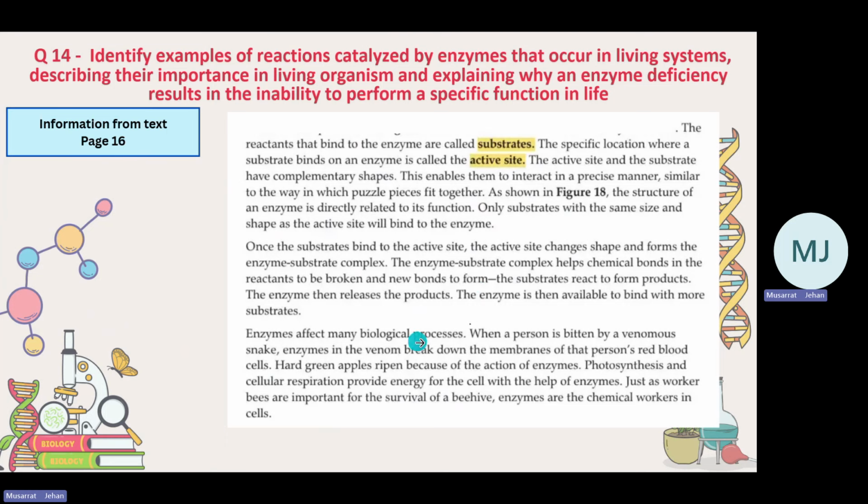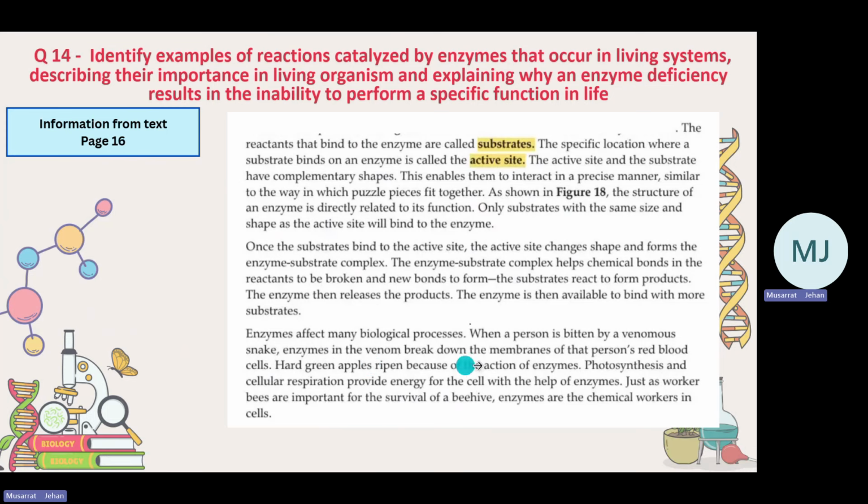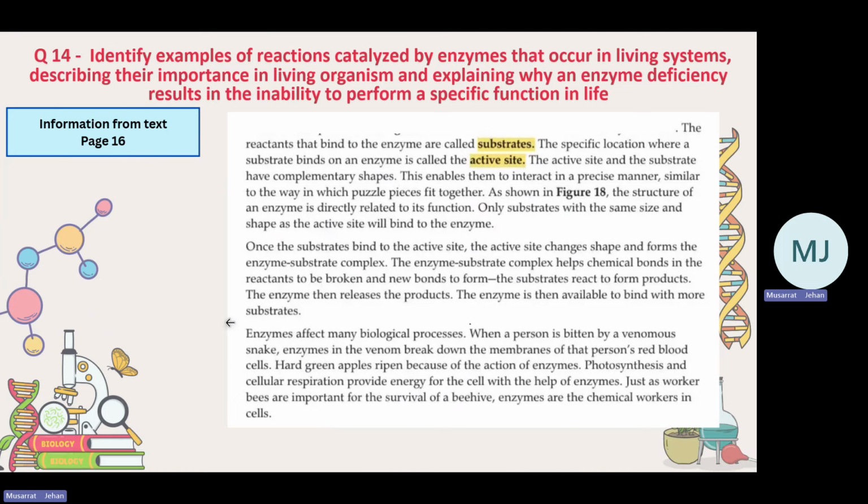Enzymes affect many processes. When a person is bitten by a venomous snake, the enzymes in the venom break down the membranes of that person's red blood cells. Hard green apples ripen because of enzymes. Photosynthesis provides energy for the cell with the help of enzymes. So they are just like worker bees, important for the survival of the beehive. Enzymes are chemical workers in the cell.